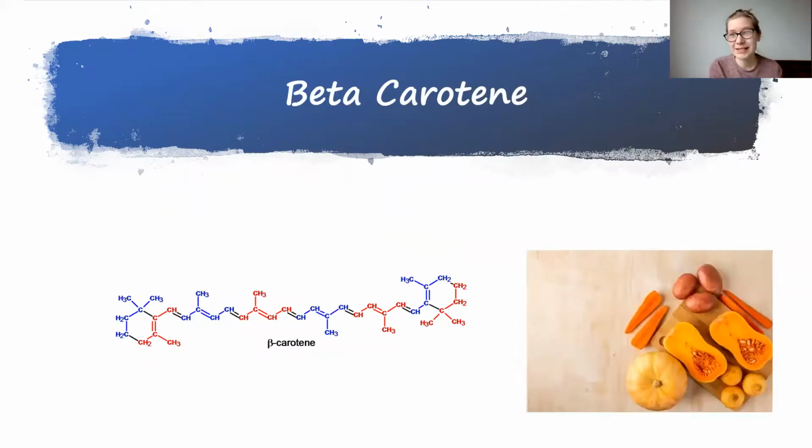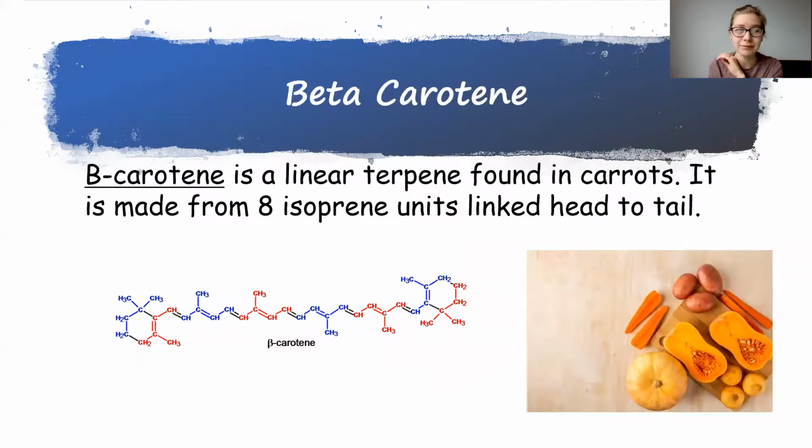Here is another one. This is beta-carotene. Now, you do not need to copy this, but I just wanted to highlight to you. You can see again the isoprene units have been drawn in blue and red so that you can see where one starts and stops and the next one starts and stops. So we've got a different structure here. This is a linear one. So beta-carotene is a linear terpene found in carrots. It is made from 8 isoprene units linked head to tail. So even though there are little cyclic bits at the end, the broad structure of this is linear because most of the isoprene units have been joined head to tail to create a sort of longer chain.